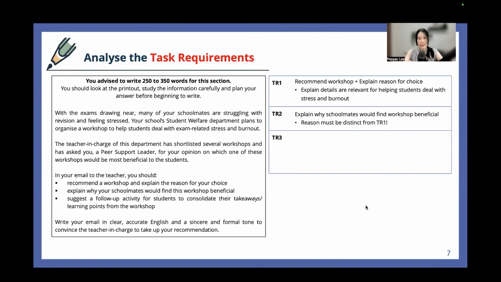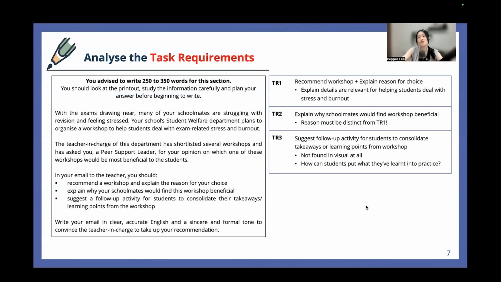It must not overlap. TR3 requires me to suggest a follow-up activity for students to consolidate their learning points. Now, this is not found in the visual at all. I will show you the visual shortly, but take my word for it. This information is not found in the visual. I need to come up with ideas. I need to brainstorm ideas for how my peers might be able to put what they have learned from the workshop into practice. Okay, 3 task requirements.